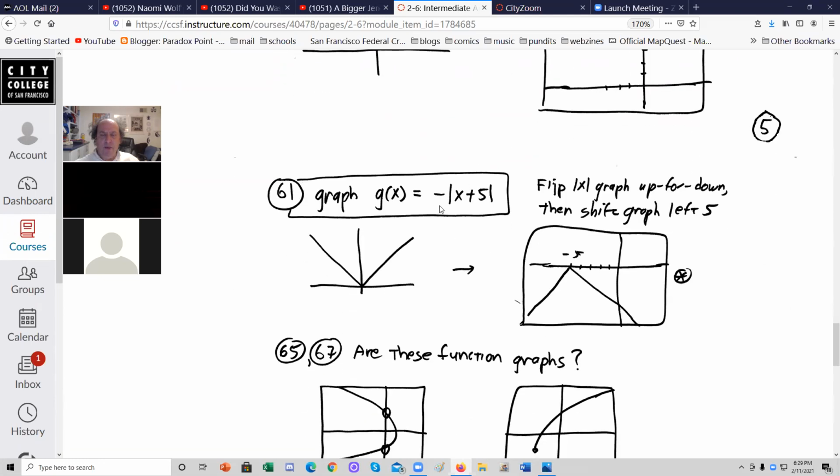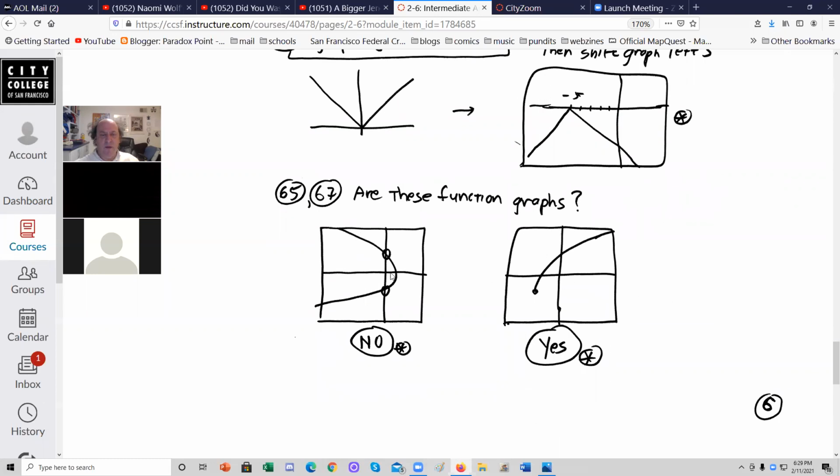Here, we have minus the absolute value of x plus 5. Now, the minus flips it up or down. So instead of a V shape, you get an upside down V shape. This plus 5 shifts the graph left 5. So instead of going through this point at 0, 0, it goes through negative 5 by 0, and it's an upside down V from there.